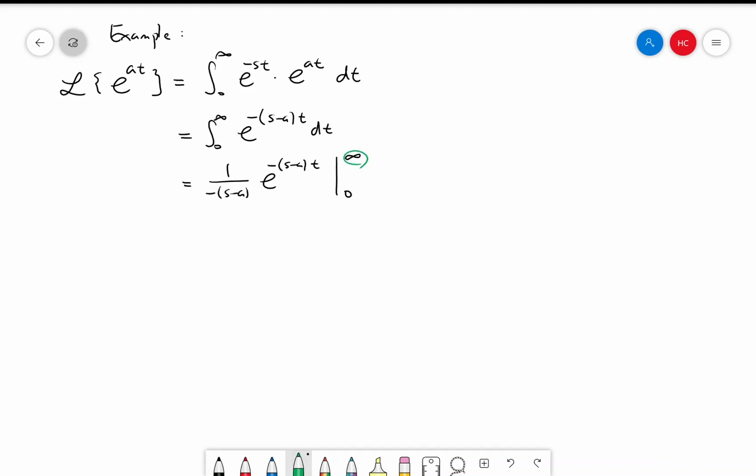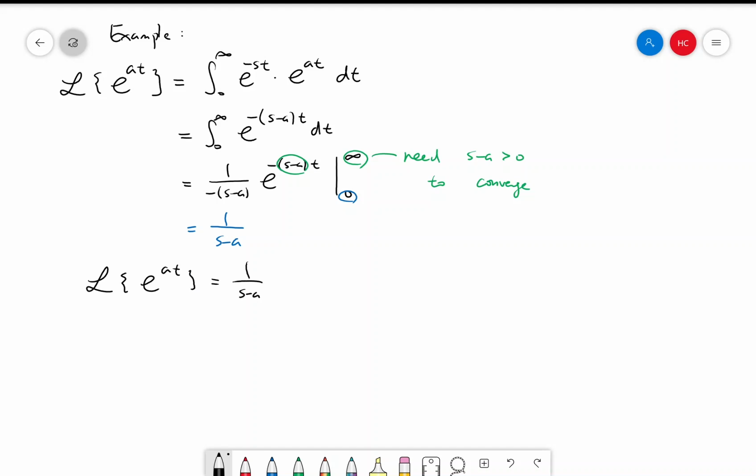For this to converge, we need s minus a to be positive. So if we assume s minus a is positive, then the only term we need is the 0 part. So the integral is equal to 1 over s minus a. So the Laplace transform of the exponential function e to the at is equal to 1 over s minus a, and the domain is s minus a greater than 0, or s greater than a.